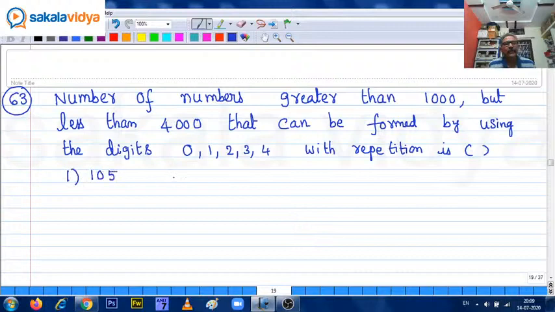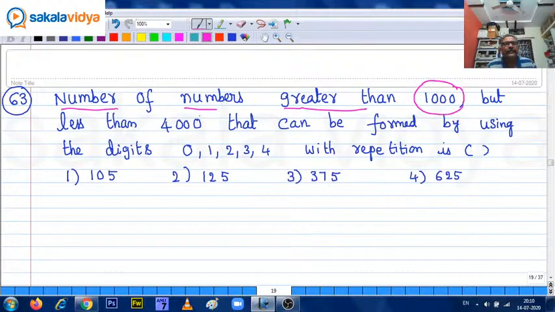First option 105, second option 125, third option 375, fourth option 625. So here there is a condition. What is the condition? Number of numbers greater than 1000 but less than 4000, that can be formed by using 0, 1, 2, 3, 4 with repetition. This condition is there, with repetition.